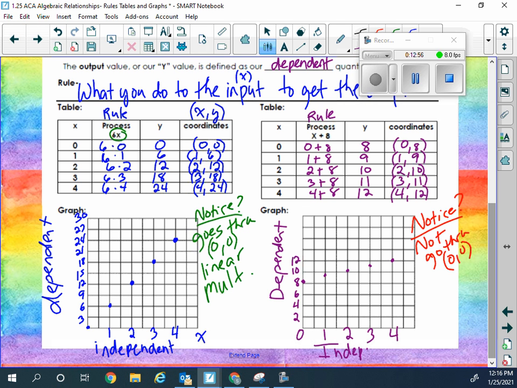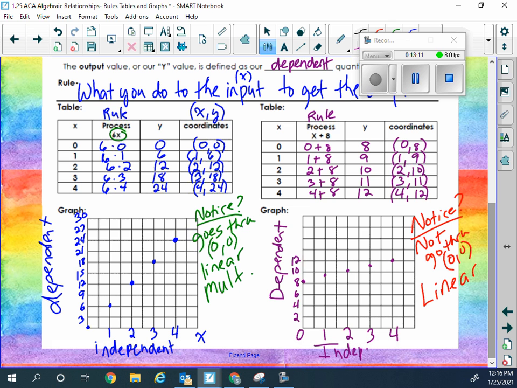What do you see? It's not? It should be. It's linear. You should have gotten that it was linear. And so that tells you what kind of a relationship it is.